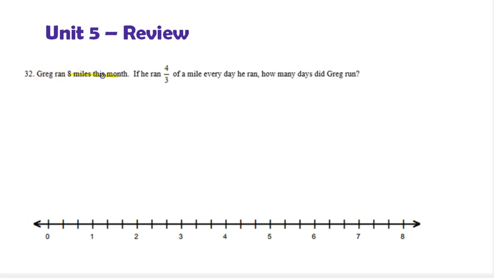Greg ran 8 miles this month. If he ran 4/3 of a mile every day he ran, our question is, how many days did Greg run? So here we have a number line, and it's broken down from 0 to 8, and it's broken into thirds, because we know that the total amount he ran was from 0 to 8.